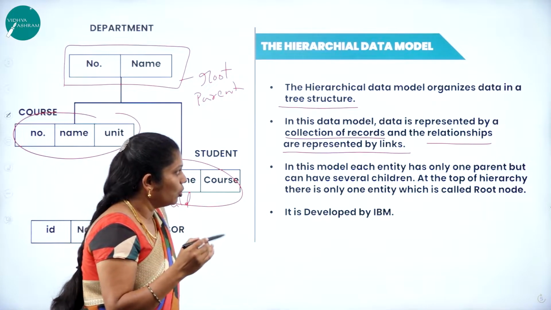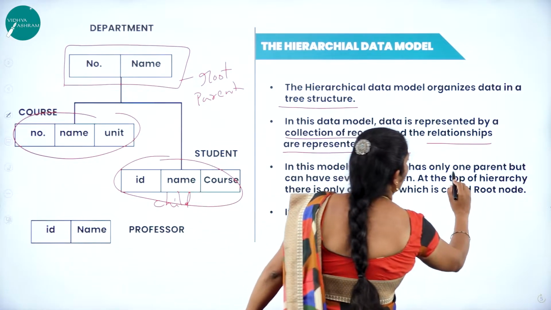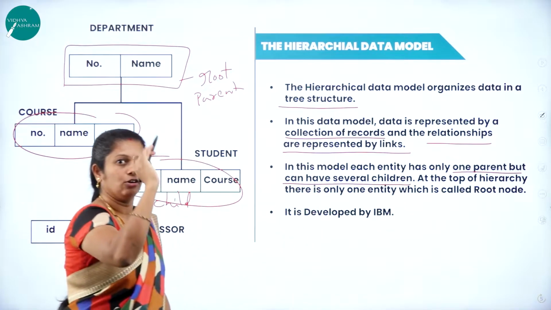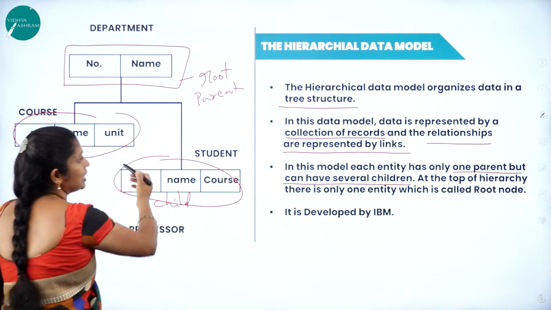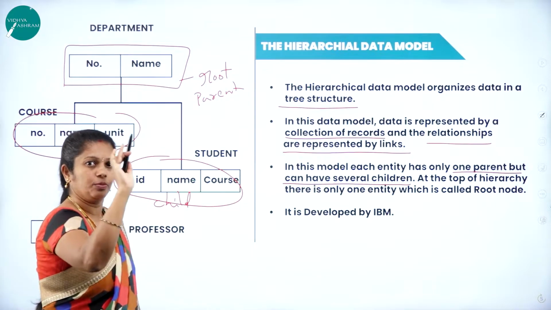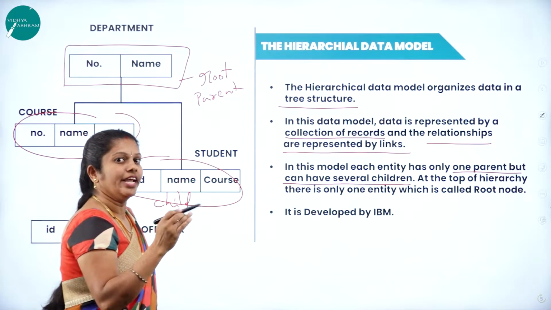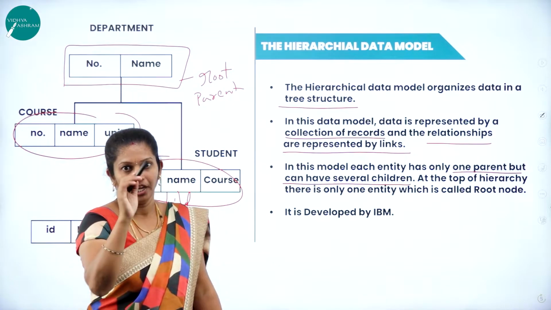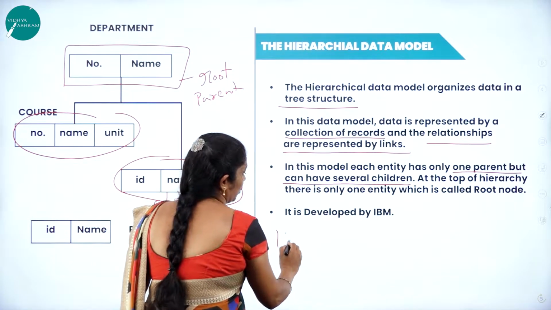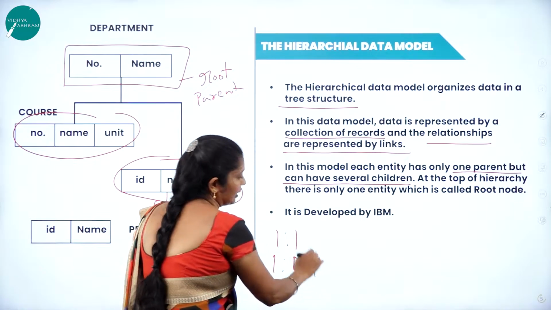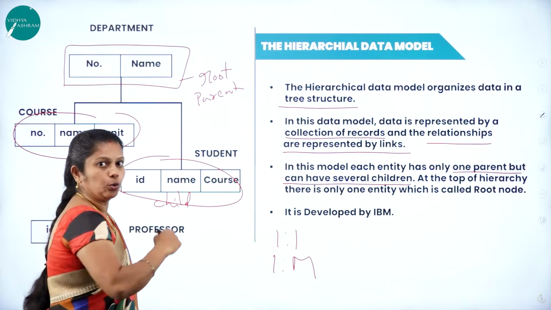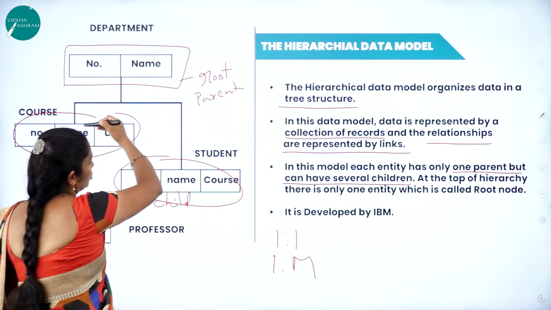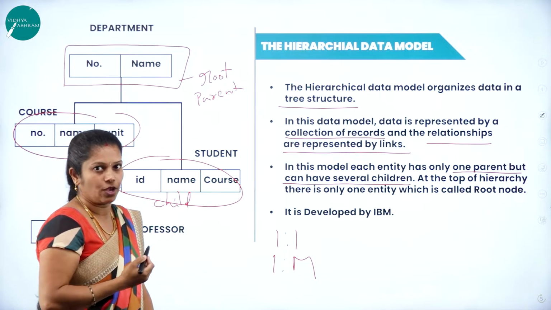Here it follows an entity that has one parent but several children. We have only one parent, but several children to that. The parent should be one only here. It follows a one-to-one or one-to-many relation. One-to-one means from one node to another node, and one-to-many means from one node to several sub-nodes.